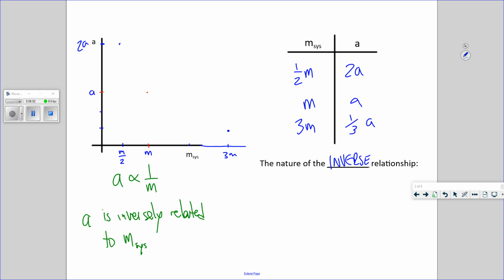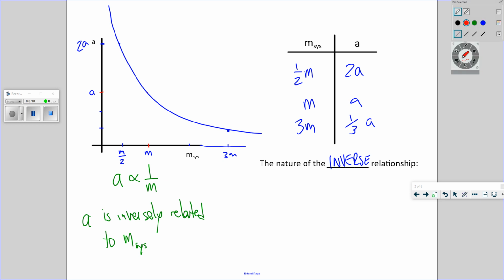It takes at least 3 data points to define a trend, but we could put more on here, but this is, you know, a pretty good inverse graph. Notice this, watch. When we take this data point here, here's M, here's 2M. When we go up here, and we go over here, ooh, look at that. We get right between 0 and A. This is A over 2. That checks out. That's the nature of the inverse relationship.